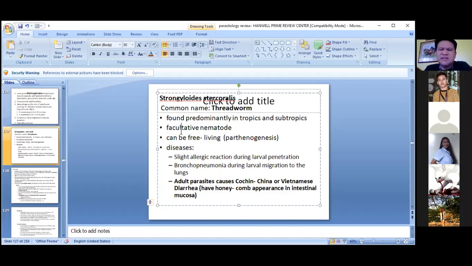Sedimentation. Which one is a sedimentation technique? Of course, zinc sulfate is not a sedimentation technique because zinc sulfate is a flotation technique. No? The sedimentation technique includes your formalin ether concentration technique or your ethyl acetate concentration technique, where the parasites would have to settle at the bottom. Flotation technique, the parasites float. But whether they are flotation or sedimentation, they are concentration technique. If not, 90% of this class did not get that item, honestly.